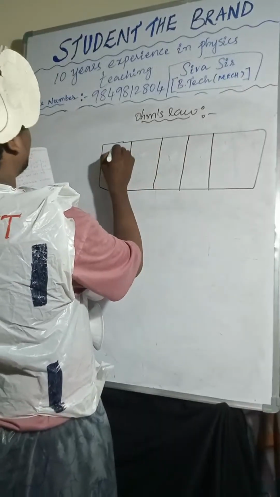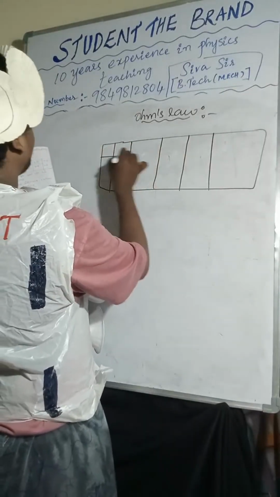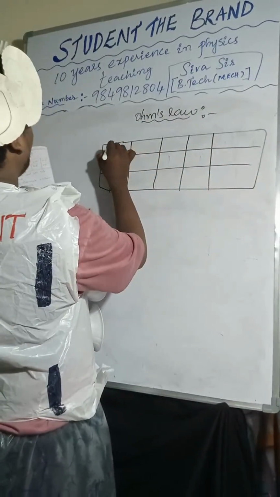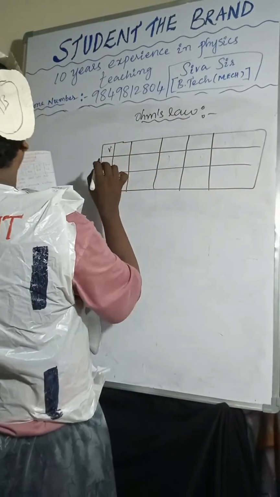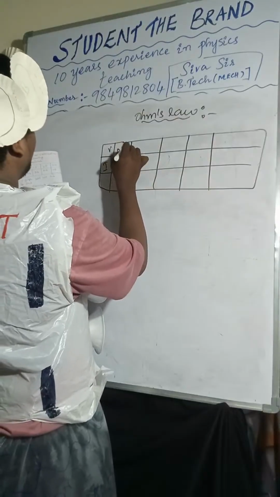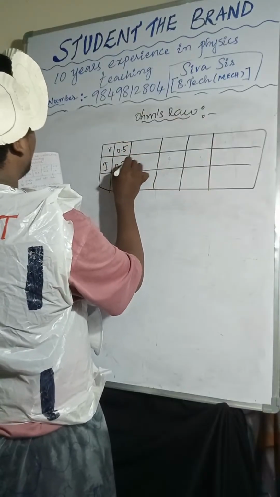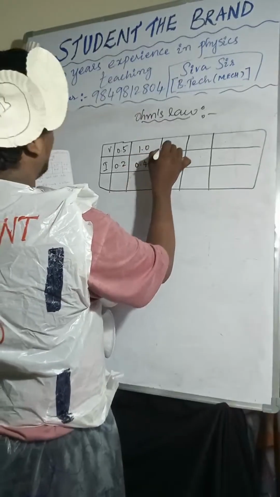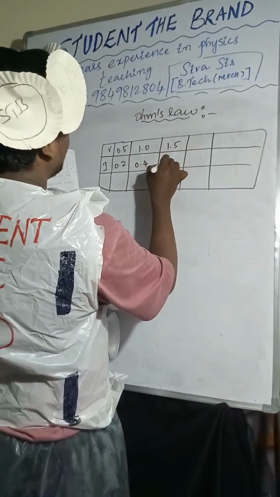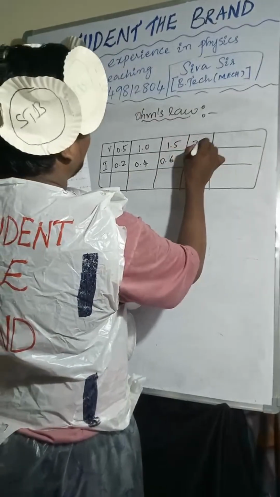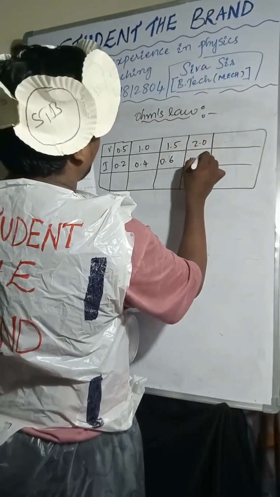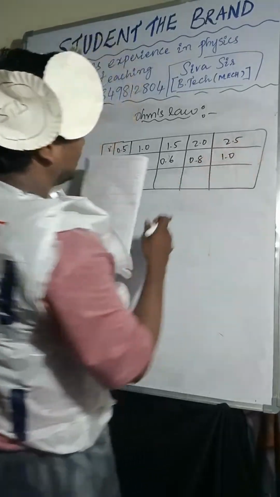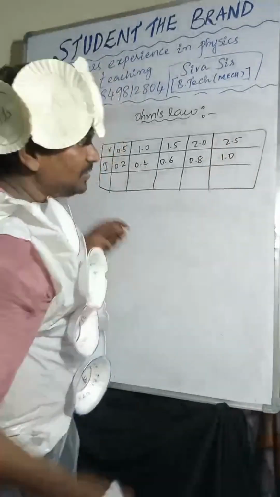Number of values. So V and I: 0.5, 0.2; 1.0, 0.4; 1.5, 0.6; 2.0, 0.8; and 2.5, 1.0. So every time we have to take the values here.